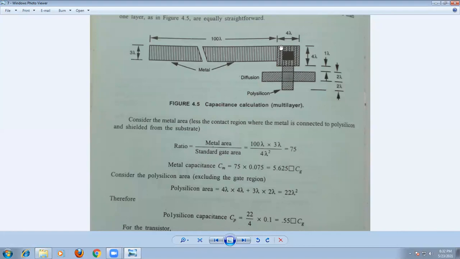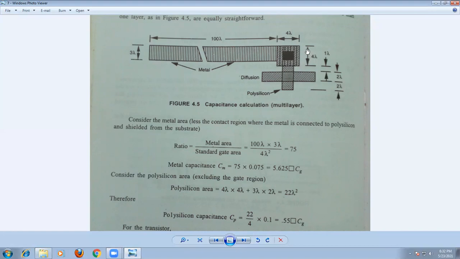Polysilicon will consist of this totally. Here also we have polysilicon, and metal also. You can take either metal or polysilicon. Consider this one here. We are already considering metal here, and we are not considering this contact for the poly metal one. So we can consider this total metal for the polysilicon. Okay, so what is the length?